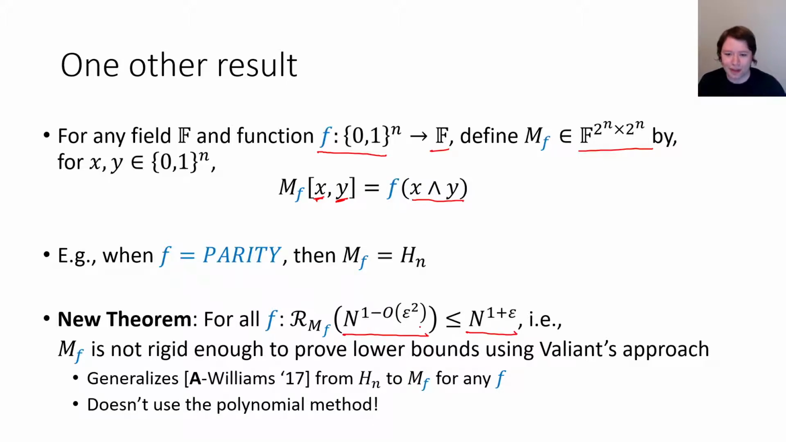And one interesting property, I think, of the proof is that it doesn't make use of the polynomial method. So if you're familiar with the original proof that the Walsh-Hadamard transform is not rigid, it critically used the fact that you could design a low-degree polynomial approximation for the parity function f. But in fact, this new generalization shows that even if f is like a random function that for sure does not have a low-degree approximation, still the corresponding matrix is not rigid. So it's, I think, an interesting generalization of the previous result.